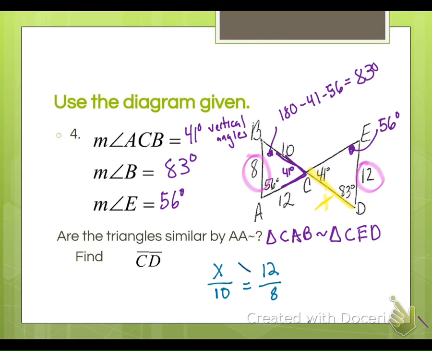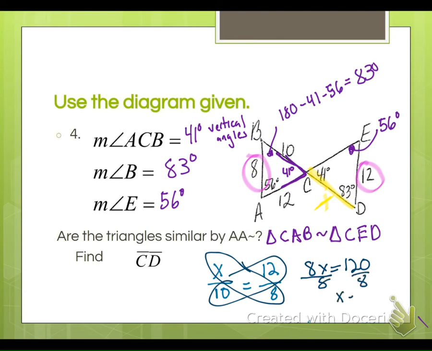We're going to do a nice cross multiply. 8 times X is 8X. 10 times 12 is 120. We're going to divide by 8. X equals 15. Thank you.